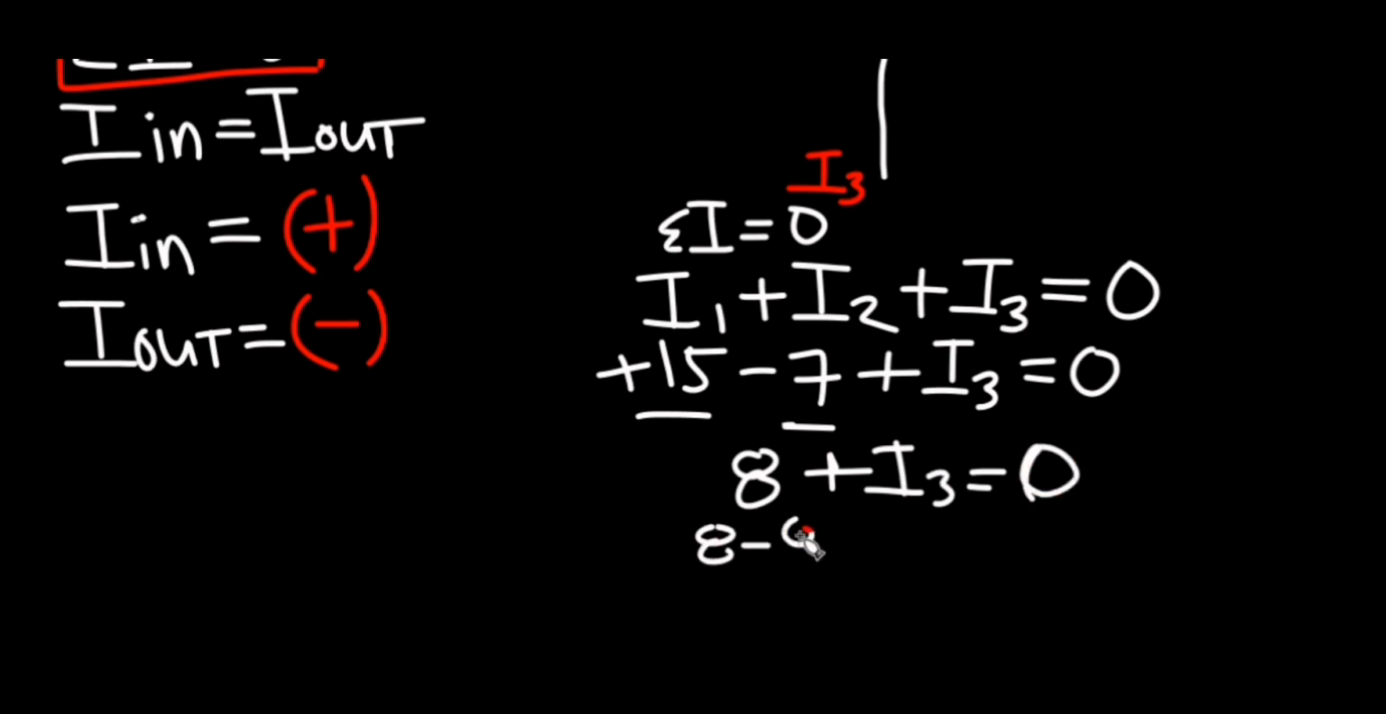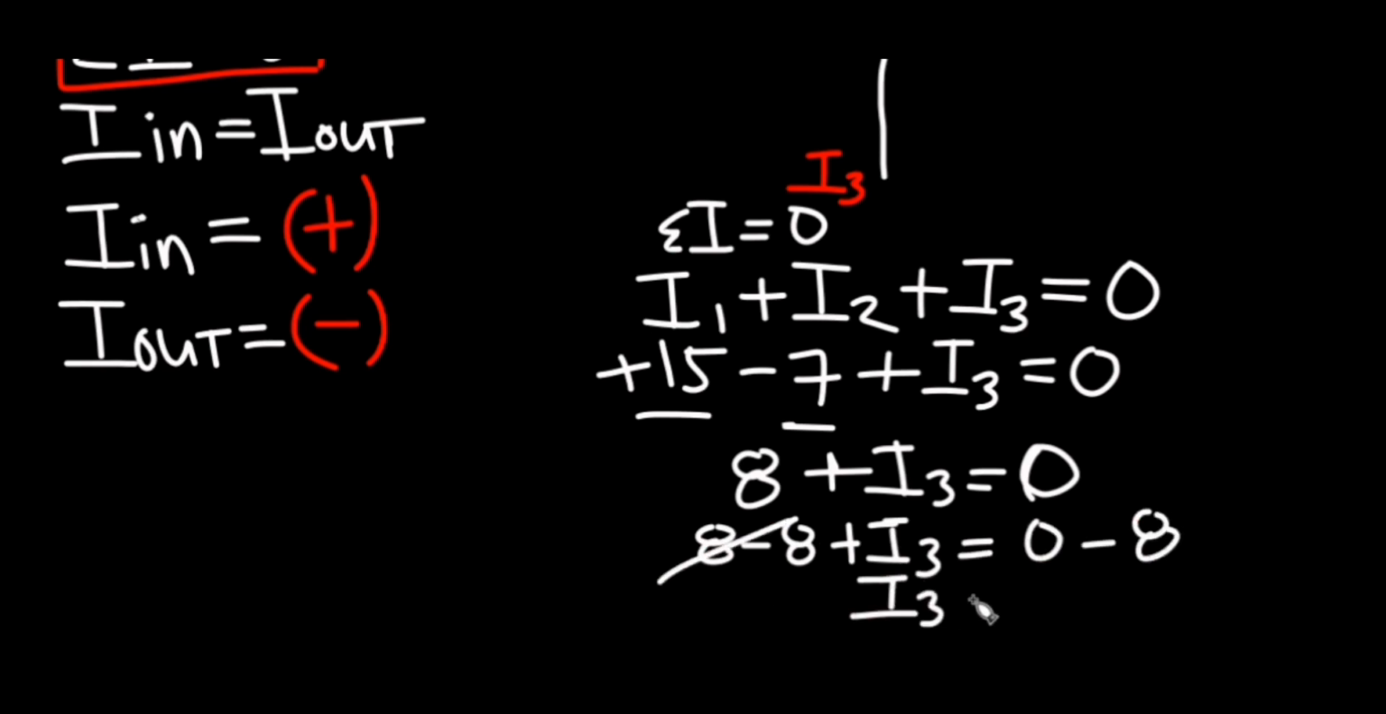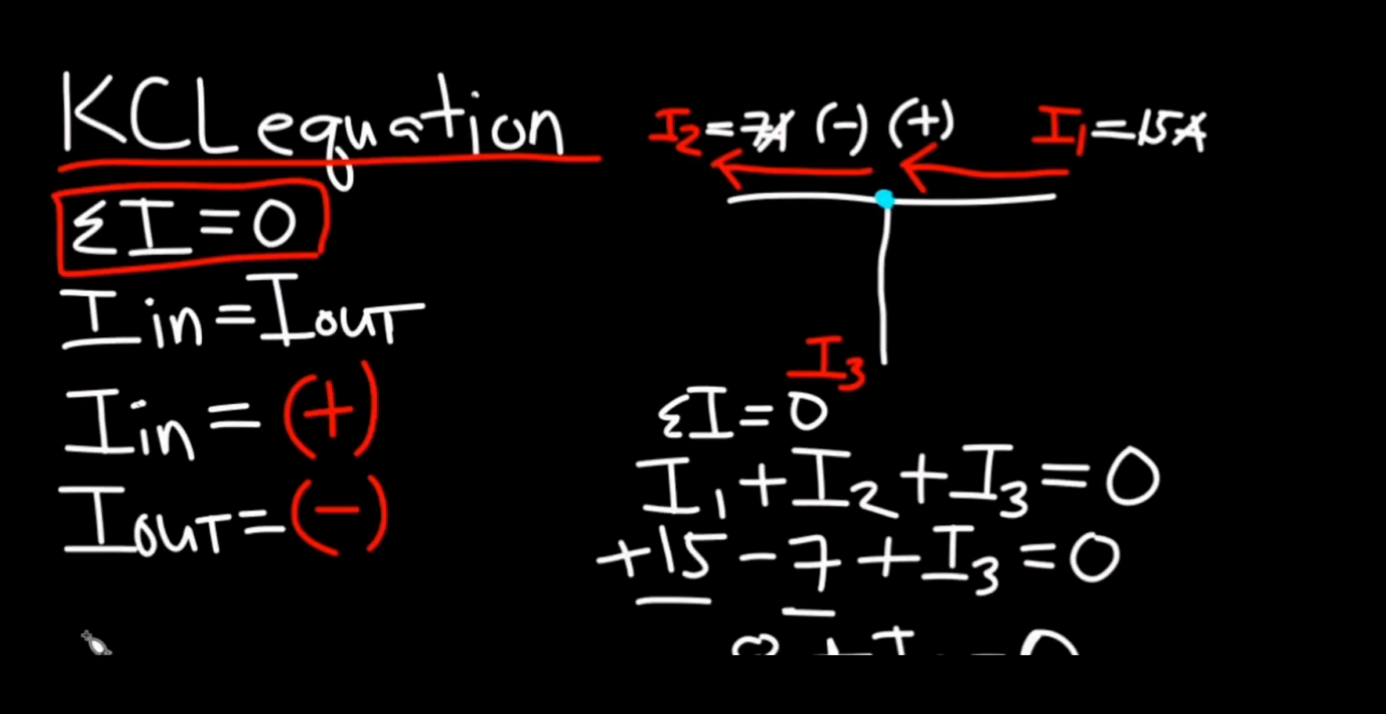Subtracting 8 on both sides, the 8 will be cancelled out. I3 equals negative 8. The result is negative 8, meaning that the direction of I3 will be leaving the junction.